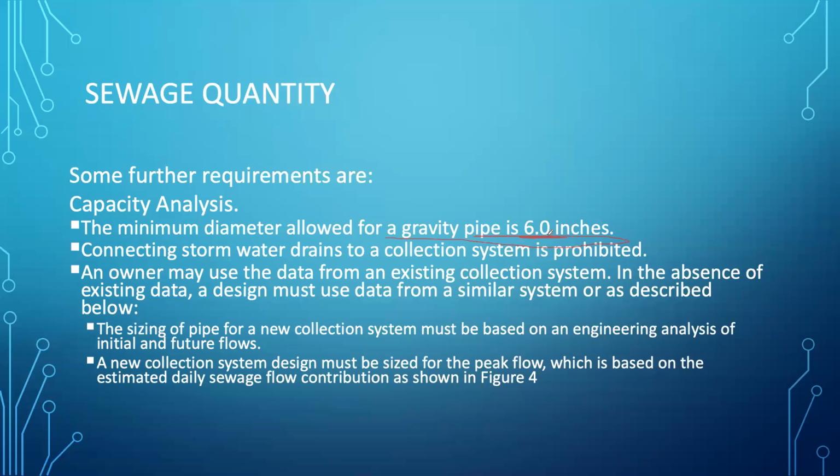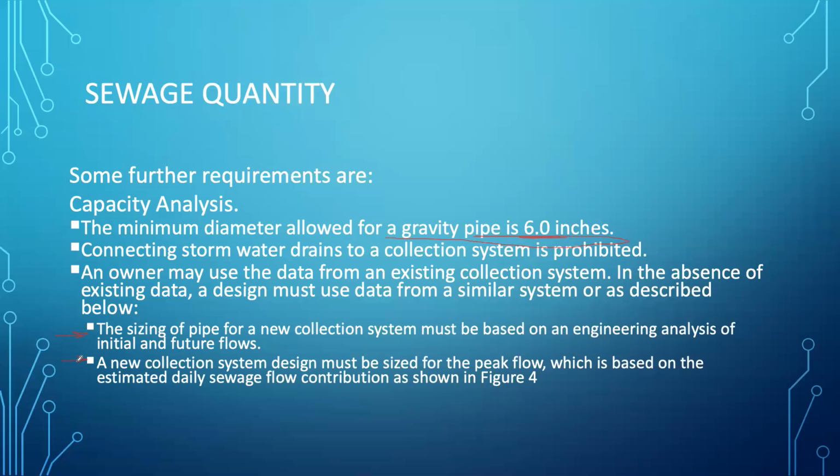Connecting stormwater drains into a collection system is currently prohibited. In the past, 50 years ago, that may have been tolerated, but it's explicitly prohibited in the current design guidelines in Texas, and I again would say throughout the United States. The owner can use data from an existing collection system if it's available. In the absence of that data, the design should use data from a similar system or the following design process, which is provided for in Texas codes.